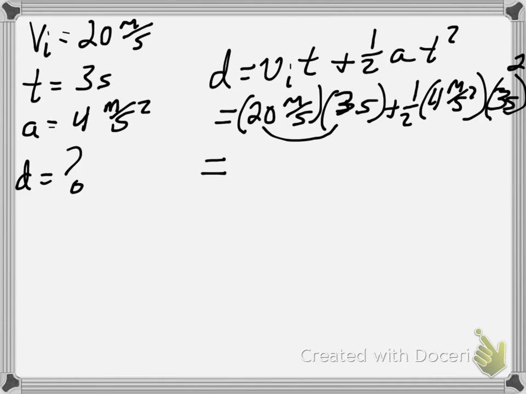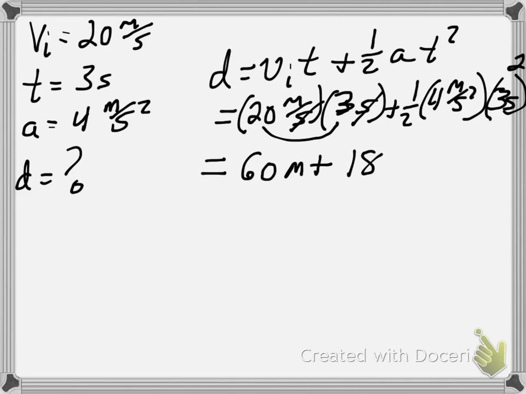We're going to get 3 times 20, which is 60. And our seconds up top are going to cancel with our seconds on bottom, so we're going to get 60 meters. Now, this one's a little bit tricky. So 3 squared is 9. 9 times 4 is 36. 36 divided by 2 is 18. And how do the units come out?